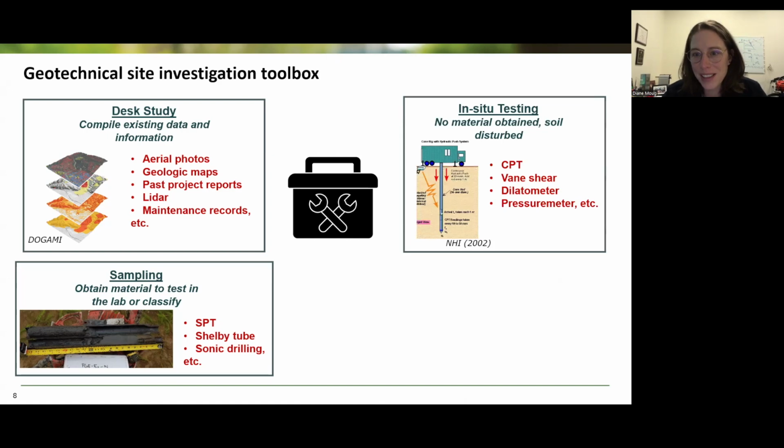Then there's in situ testing. This includes the CPT, the cone penetration test. In situ testing, we're not getting any soil, we're not sampling any soil, but we're disturbing the soil or loading the soil in a way to see how it responds, and then we're interpreting behavior and properties about the soil.